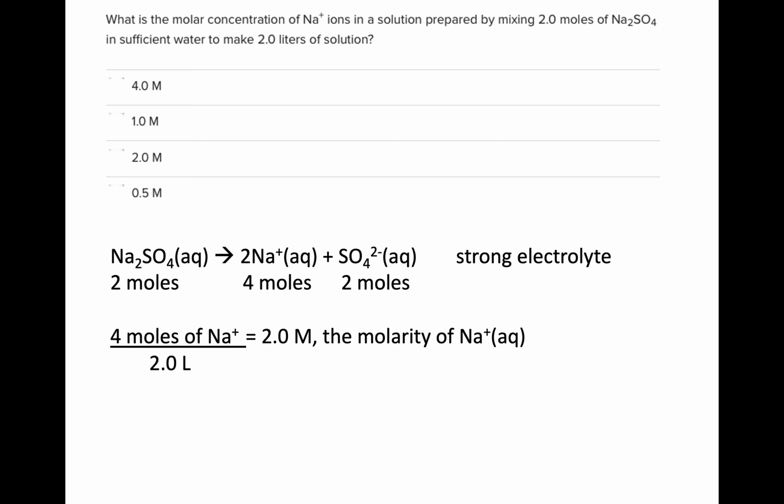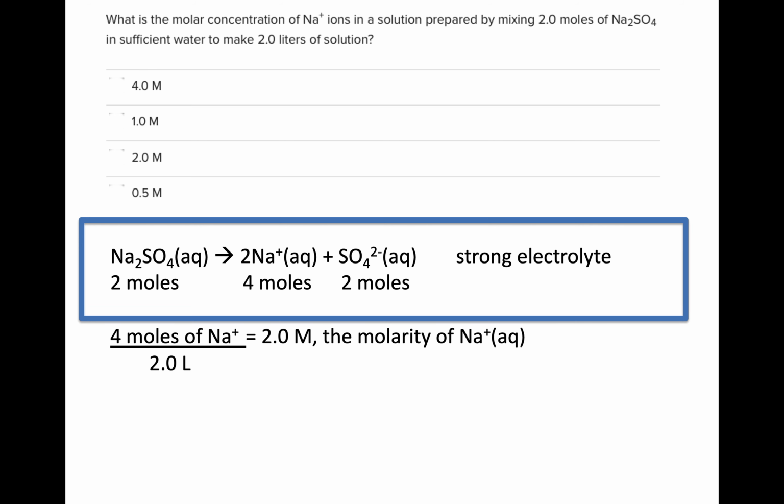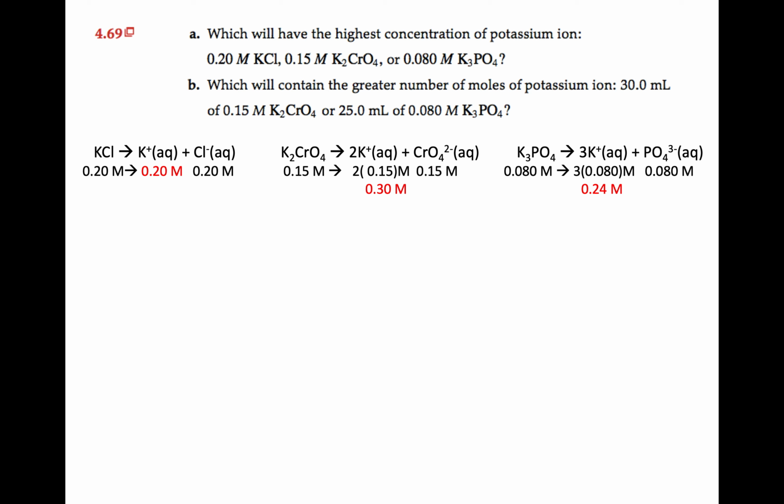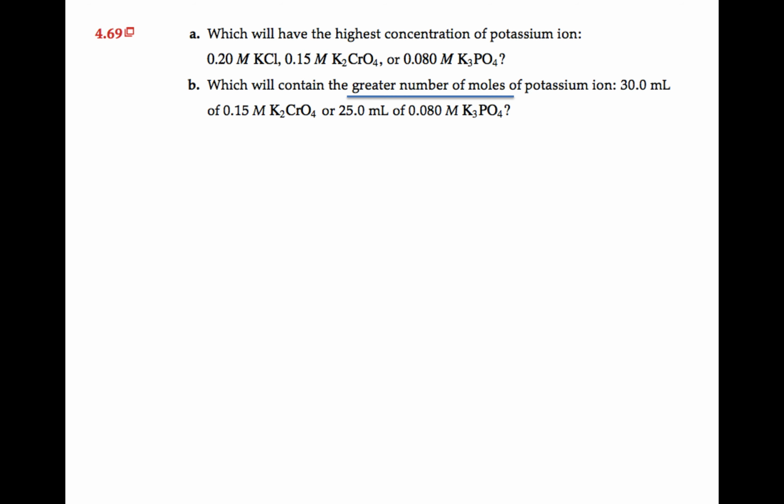In this case, it was looking for the sodium ions. Key step, recognizing how does it dissociate in the first place. That's what was being applied here. We saw that in each of these cases, they're strong electrolytes. But when we look to see then how they dissociate, we need to account for whether we had 1 potassium per formula unit, 2, or 3. That's for part A, when we're looking for which of these would give us the highest concentration of potassium ion in the solutions. In part B, we're looking for the greatest number of moles.